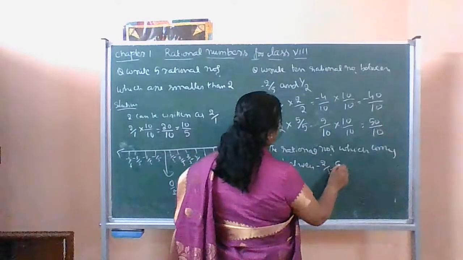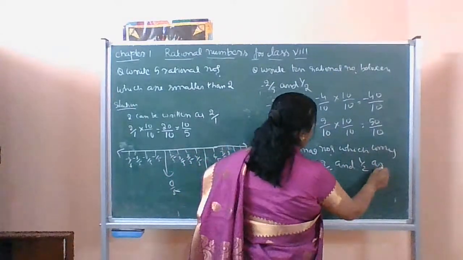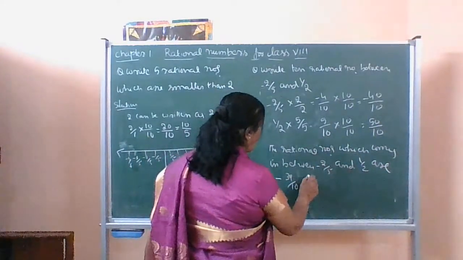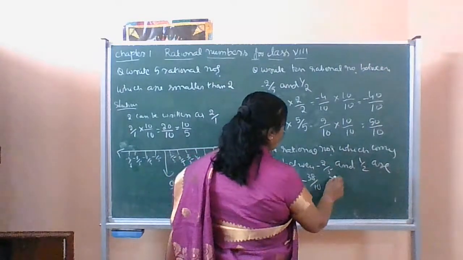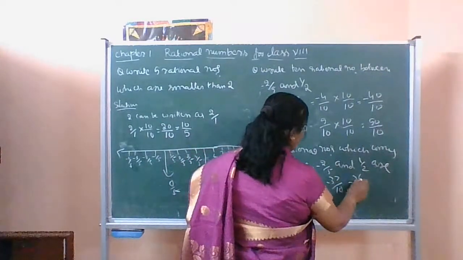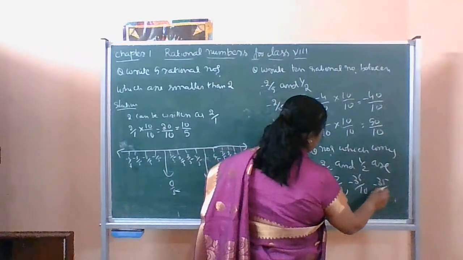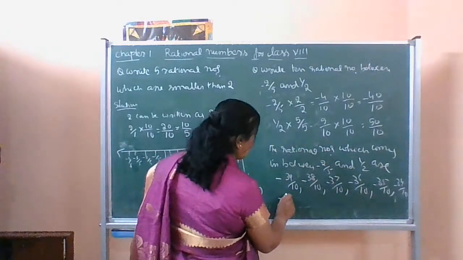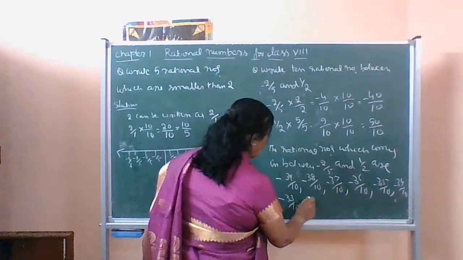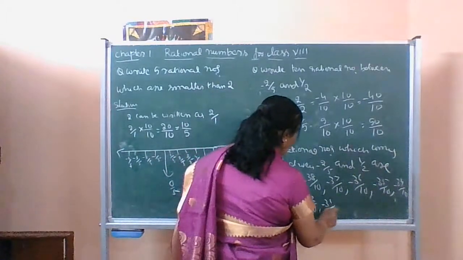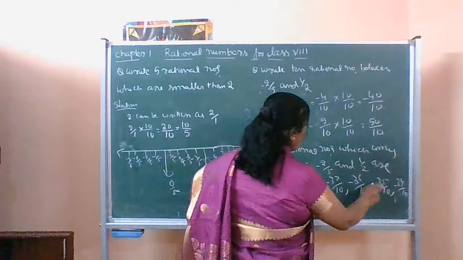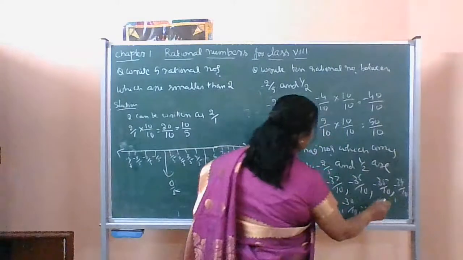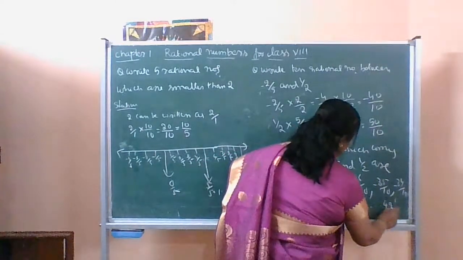minus 2 by 5 and 1 by 2 are minus 39 by 10, minus 38 by 10, minus 37 by 10, minus 36 by 10, minus 35 by 10, minus 34 by 10, minus 33 by 10, minus 32 by 10, minus 31 by 10, and minus 30 by 10. You can keep on writing till you get 49 by 10.